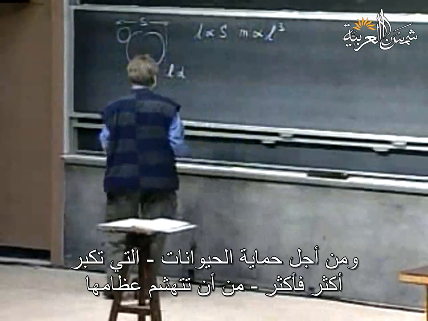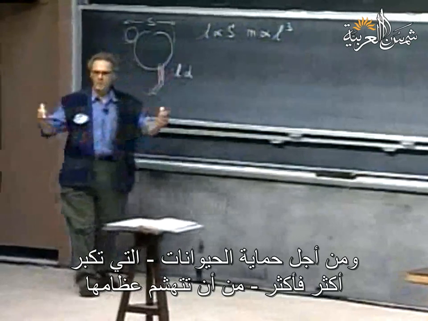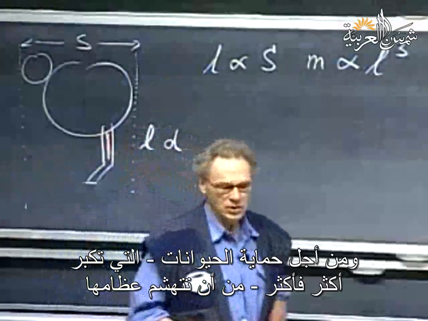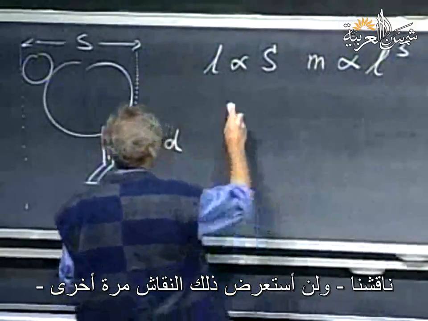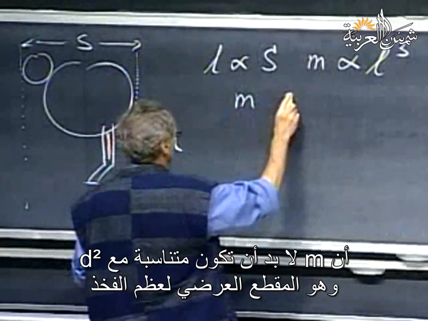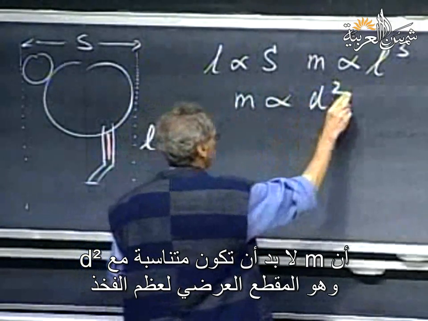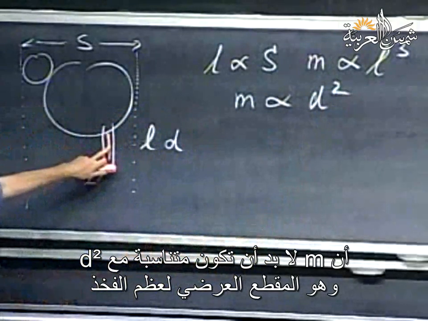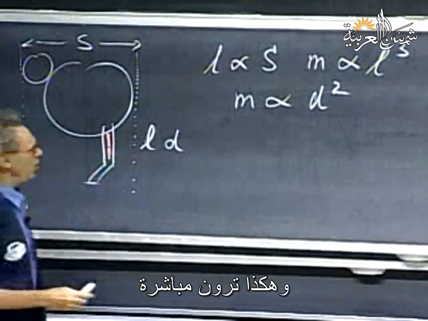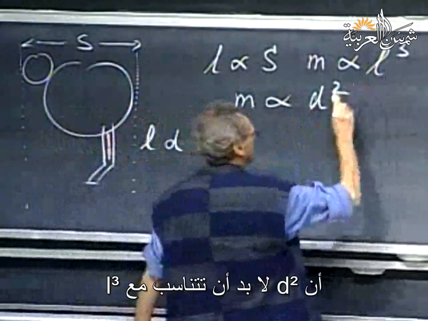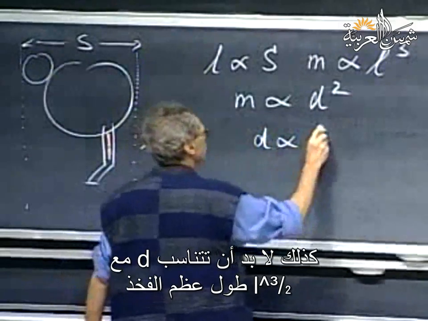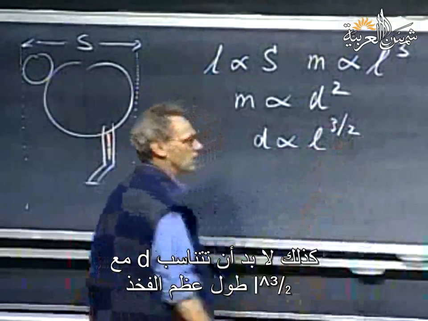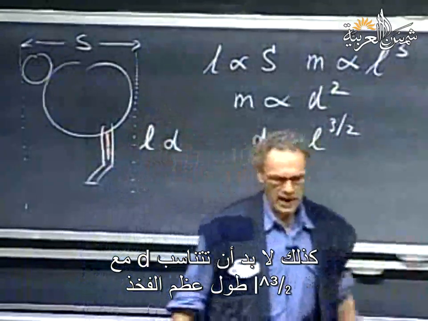And in order to protect animals who get bigger and bigger against this crushing, we argued, and I will not go through that argument now anymore, that the mass will have to be proportional to d squared, which is the cross-section of the femur. And so, you see immediately that d squared has to be proportional to L to the third, so d must be proportional to the length of the femur to the power 1.5.